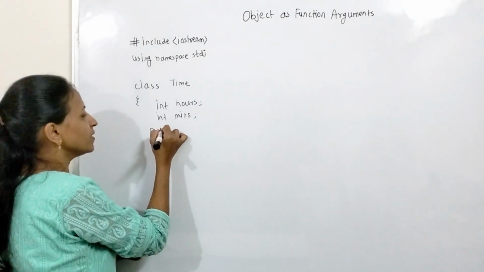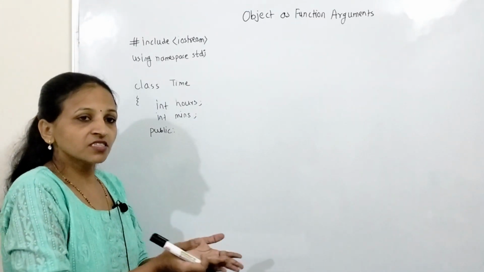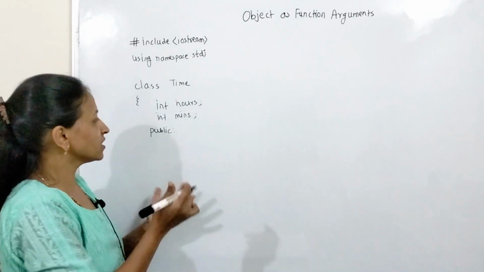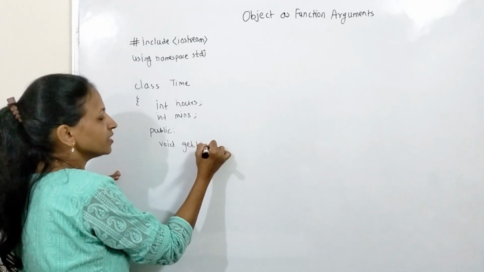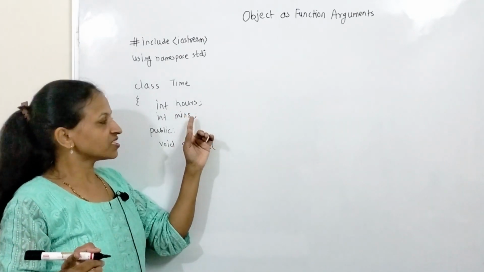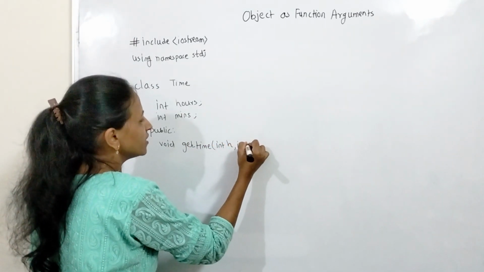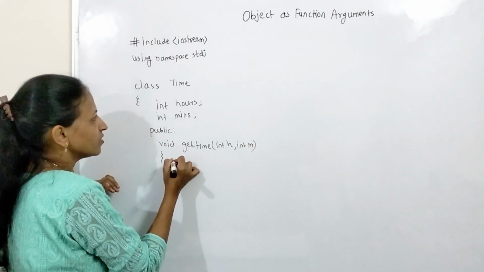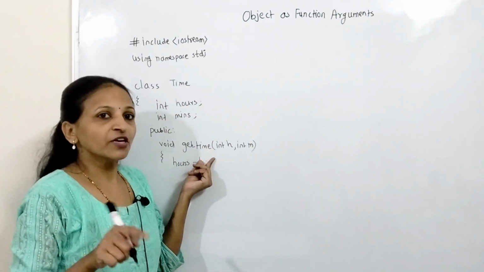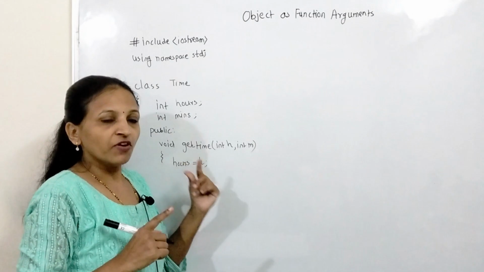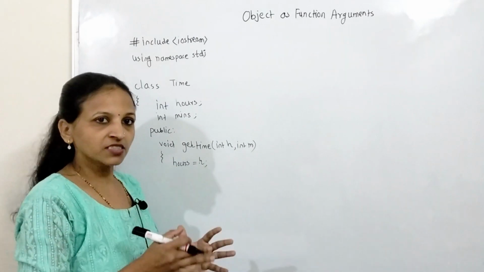Inside the public section, the first member function is getTime. Here we are just getting the time, meaning hours and minutes, and that's why the return type will be void. In getTime we will pass hours and minutes. How to pass? Simple. Here, int h and int m. Now we will write hours equal to h. Using an object we will call this getTime method. Whenever we call getTime, we have to pass two integer values, the first one hours and the second one minutes.